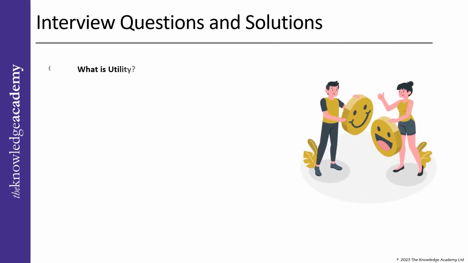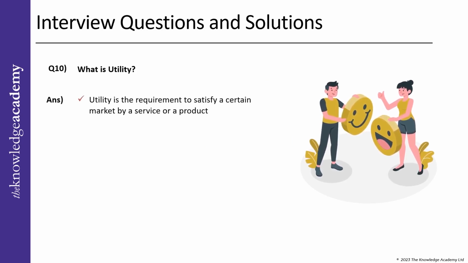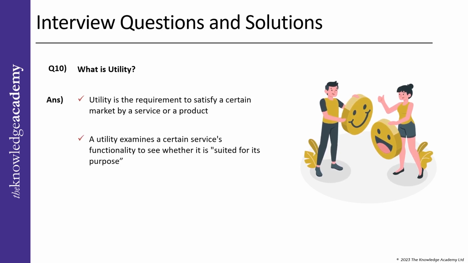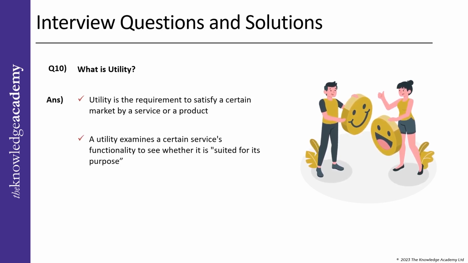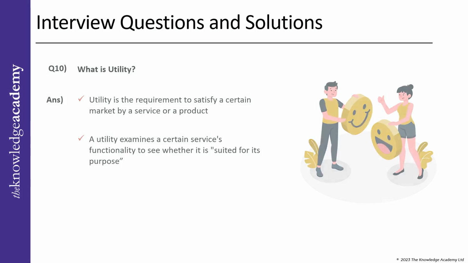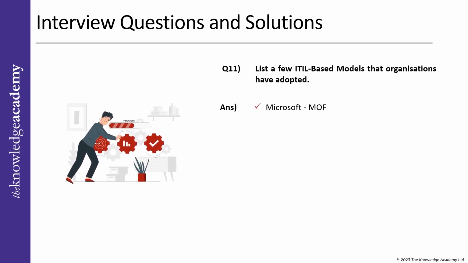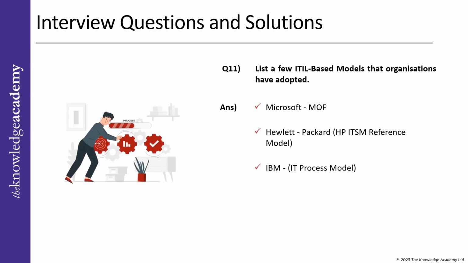Question 10. What is utility? Answer. Utility is a requirement to satisfy a certain market by a service or a product. A utility examines a certain service's functionality to see whether it is suited for its purpose. Question 11. List a few ITIL-based models that organizations have adopted. Answer. Microsoft's MOF, Hewlett-Packard or HP's ITSM reference model, and IBM's IT process model.